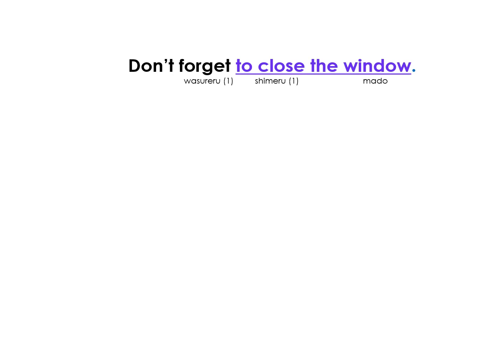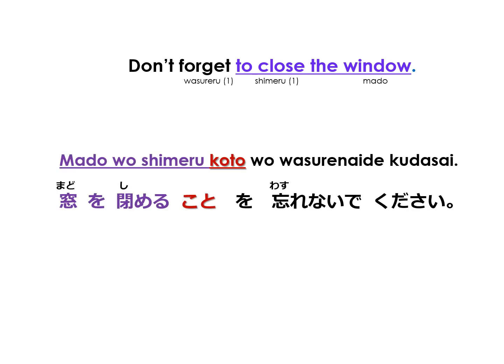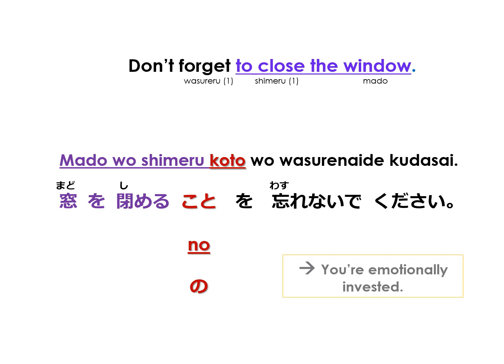Don't forget to close the window. To close the window is the direct object and needs to be nominalized. Using KOTO, 窓を閉めることを忘れないでください。And using no, 窓を閉めるのを忘れないでください。You're emotionally invested using no, so maybe you say this because you're the owner of the house and you don't want anyone breaking in and entering through the window.